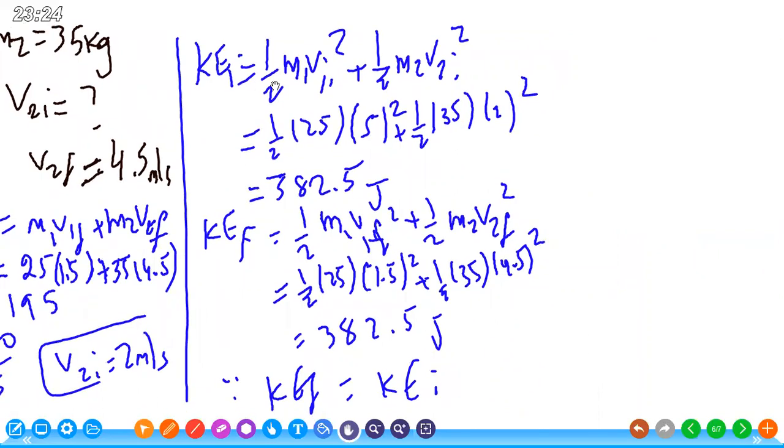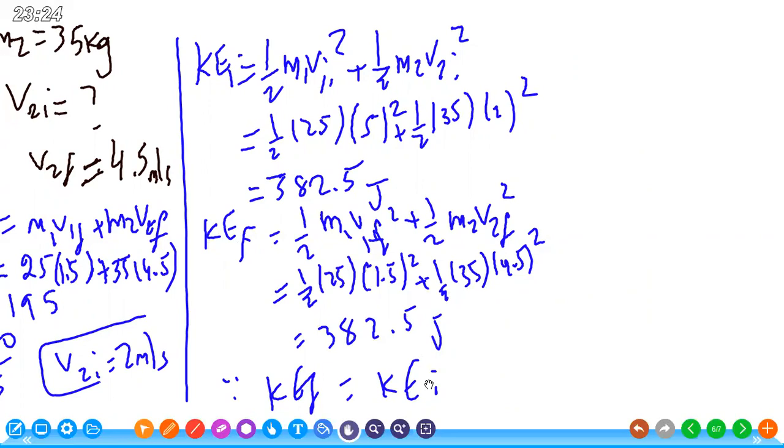Then find kinetic energy initial. Use this equation. Don't forget the half, don't forget the square for each. And if negative, please put it in brackets, square outside the bracket. I will get 382.5 joules. Do the same thing for kinetic energy final. Again, 382.5 joules, so they are equal, so the collision is elastic.